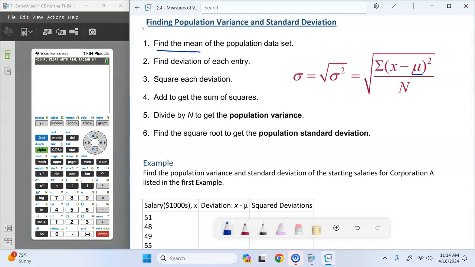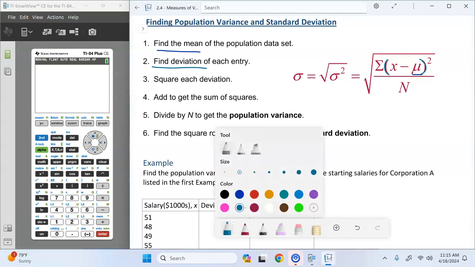Then with the mean, we find the deviation of every single data entry. For every single data value, I'll subtract the mean, and I get a number, positive or negative. If my deviation is positive, then that data entry is above the mean. If my deviation is negative, then my data value is lower than the mean. Okay? So that tells us how far above or below the mean. That is this part of the equation, x minus mu. That's deviation.